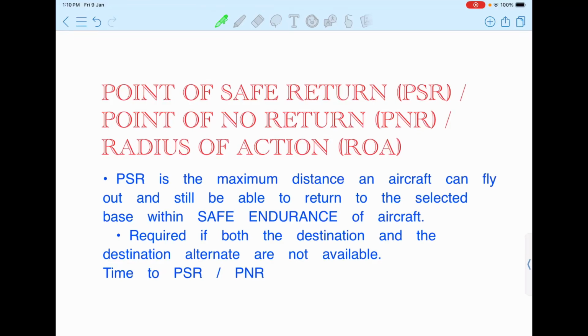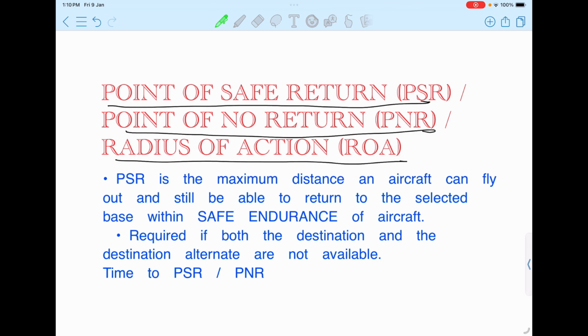Hello everyone. Today we are going to start our next topic of general navigation, which is PNR or PSR, which is point of safe return or point of no return. It is also called radius of action, ROA, but usually we use the name PSR or PNR.